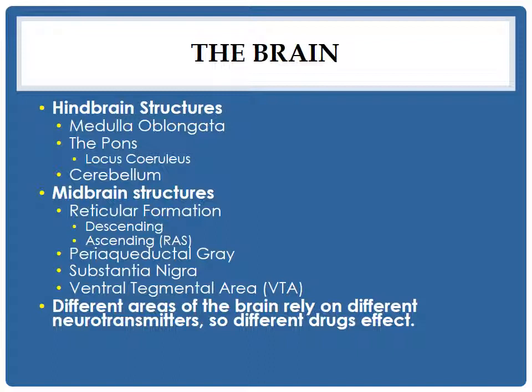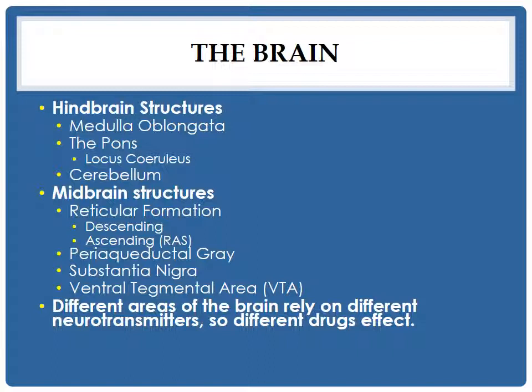We're going to start with the hindbrain structures. Hind means back. The medulla oblongata is at the very base of the brain. It's controlling your autonomic nervous system, things like your heart rate, breathing, vomiting. The pons is just above the medulla, and this is involved with sleep. It's a bridge between the cortex and the cerebellum, and actually pons means bridge.